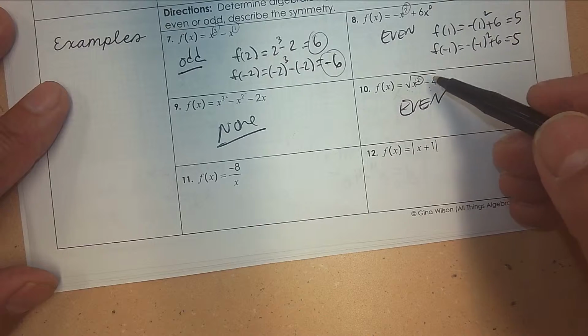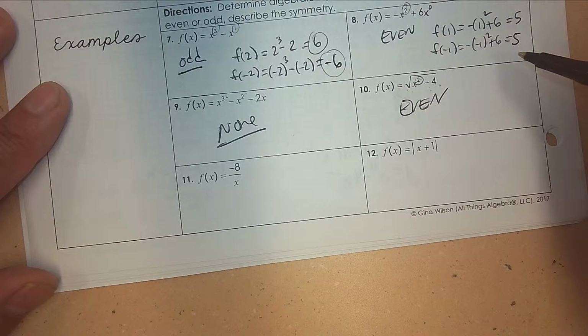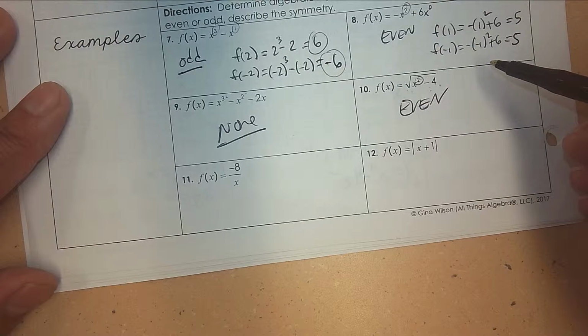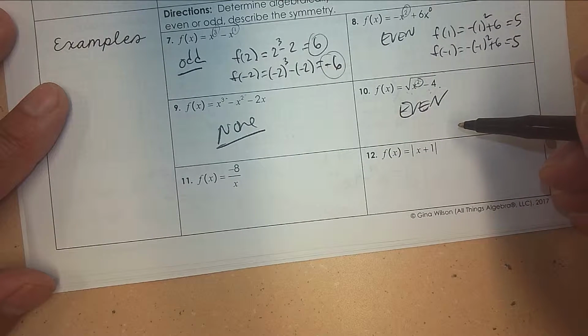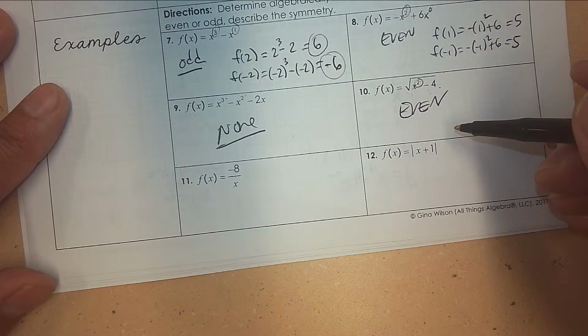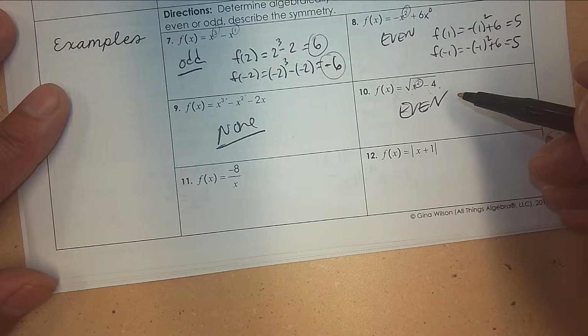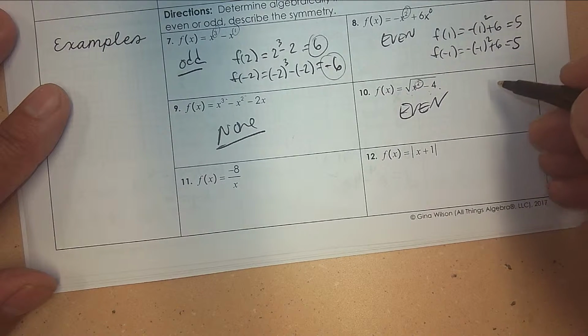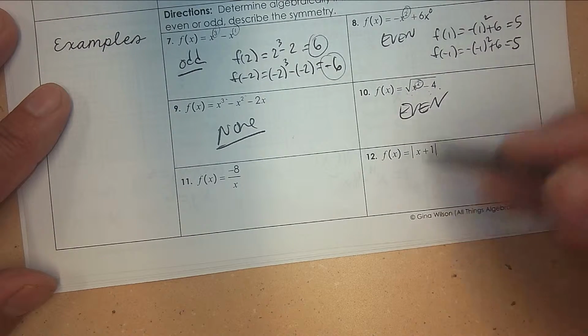You definitely have a domain restriction. You couldn't plug in any number. If you plug in a number between negative 2 and positive 2, you're going to get a negative answer. So everything's greater than 2 and less than negative 2.